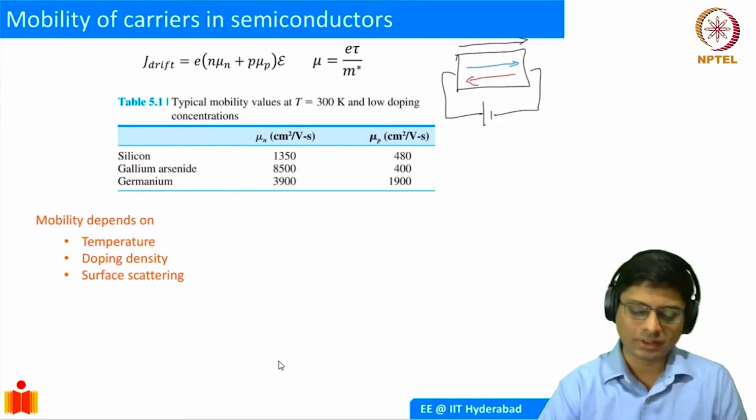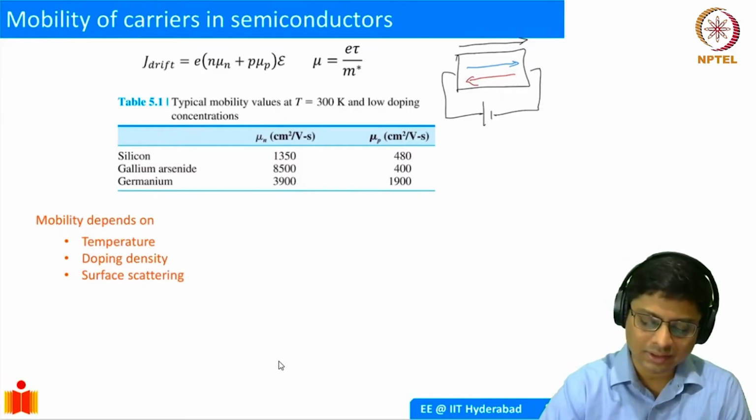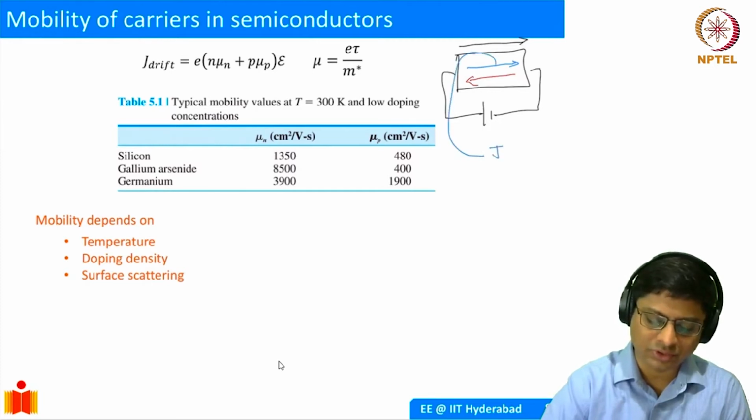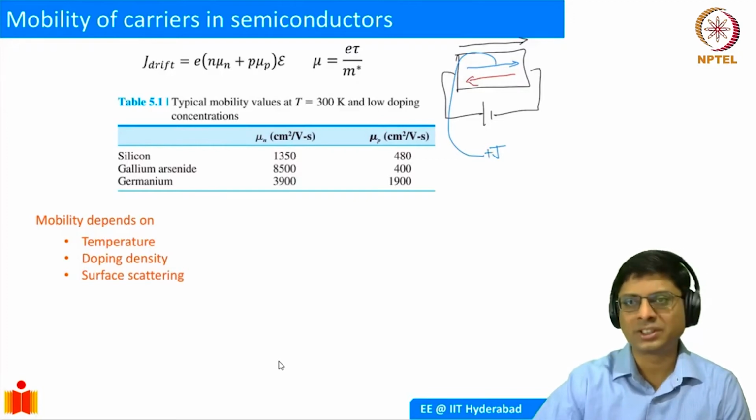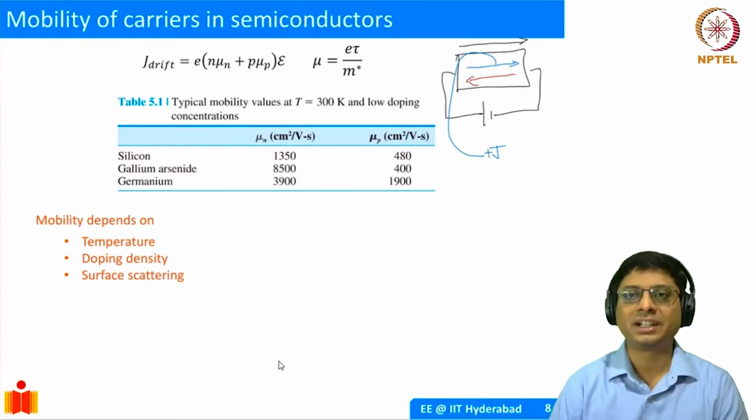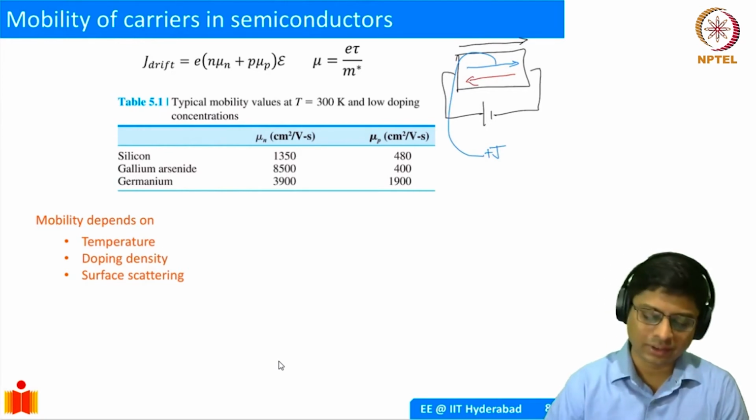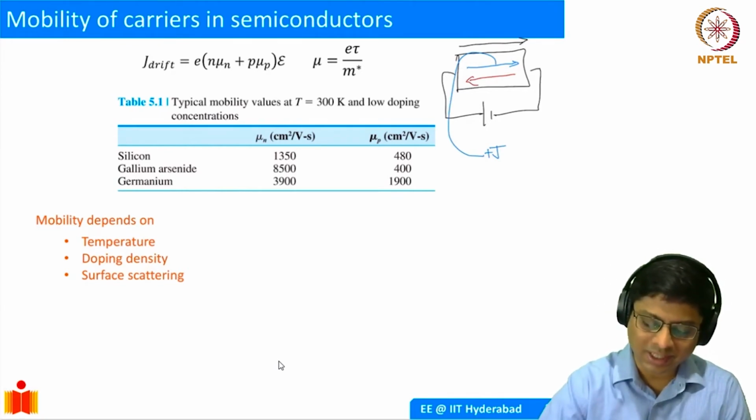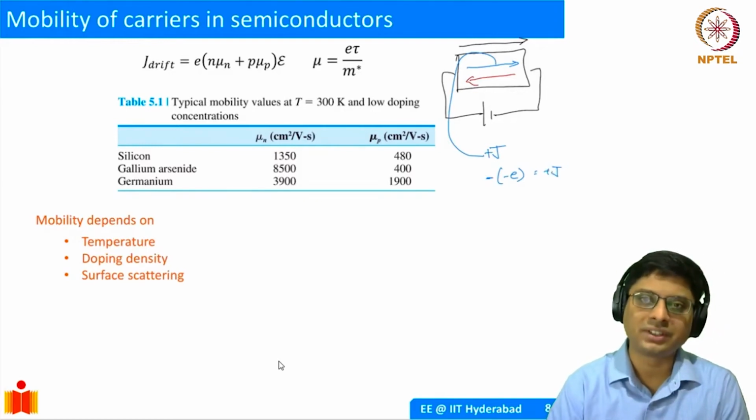By convention, we can take the direction of flow of the holes as the positive J, current density. Now electrons are moving in the opposite direction, but because electrons have a negative charge, the overall current is going to be in the same direction. So basically, because of drift, whatever current flows, it flows in the direction of the electric field. For electrons, there is a minus, and then there is a minus E, so overall it's still plus J in the positive direction. So current due to both electrons and holes is going to be in the same direction.